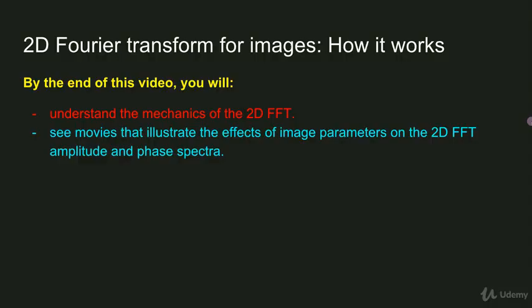So in this video, I introduced you to the 2D Fourier transform. I explained mechanistically how it works by applying the 1D Fourier transform first to the columns of a matrix and then to the rows of the resulting FFT coefficient matrix. I then showed several movies in MATLAB to help you understand the relationship between spatial frequency, phase, spatial location, and the results of the 2D Fourier transform.